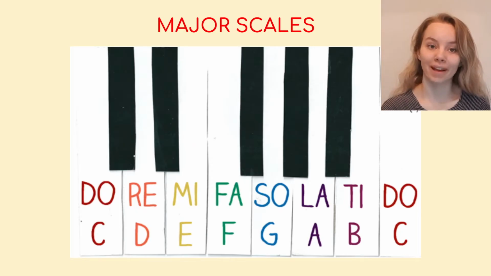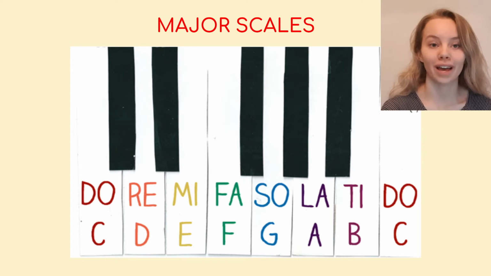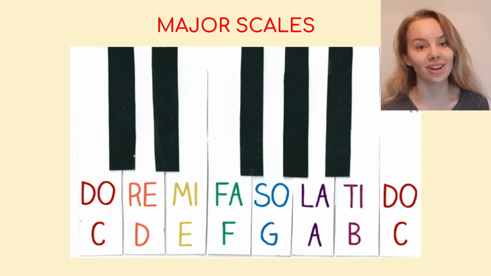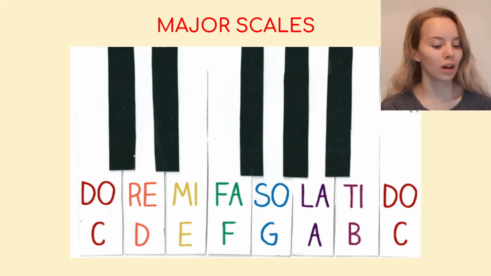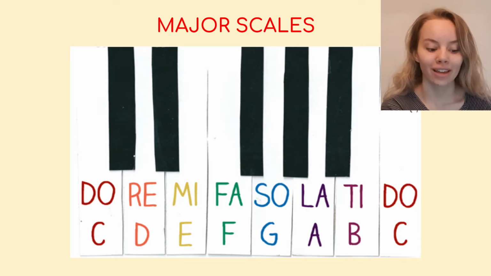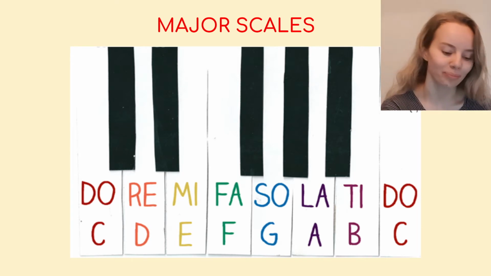Right, so we're going to look at major scales. Major scales are made up of 7 separate notes, plus an 8th note, which is just an octave higher than the first note. These are known as do, re, mi, fa, sol, la, ti, do, or, as you can see on our PowerPoint, they're also known as C, D, E, F, G, A, B, C.